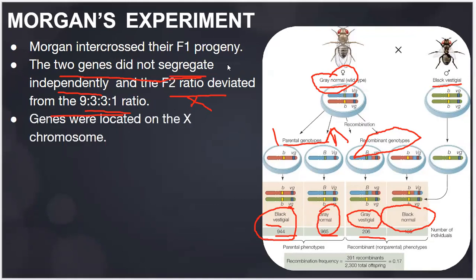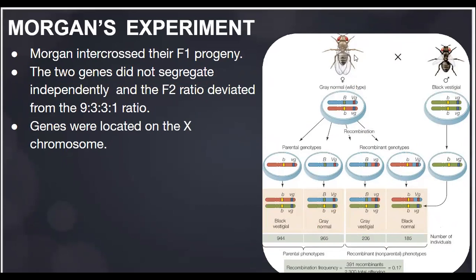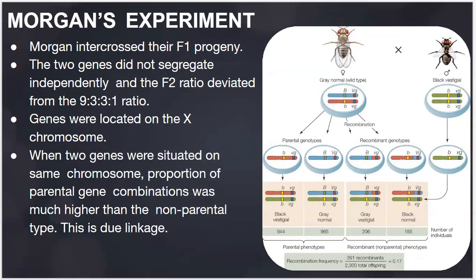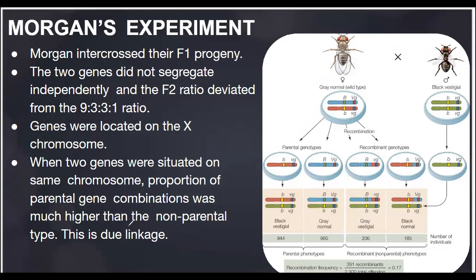And one more thing that he found out was that most of these genes which were linked to one another, which were very tightly linked, close to one another, were mostly on the X chromosome of the fruit fly, this Drosophila. When two genes are situated on the same chromosome, the proportion of the parental combinations was much higher as compared to the non-parental type. And this is because of what? This is because of linkage.